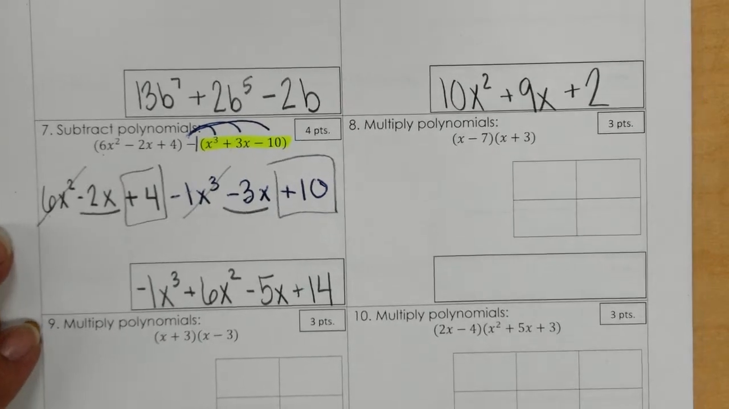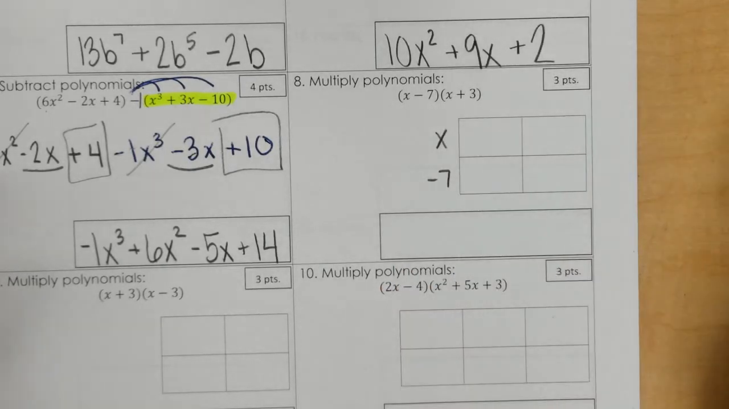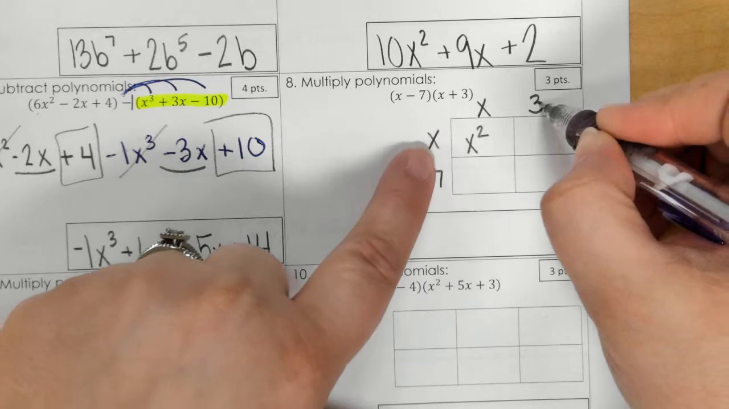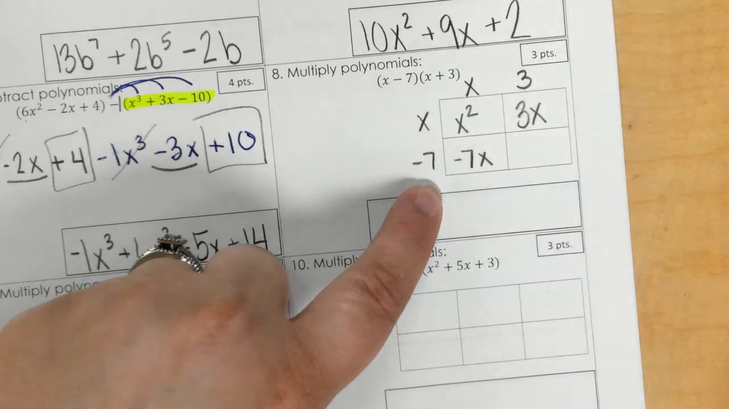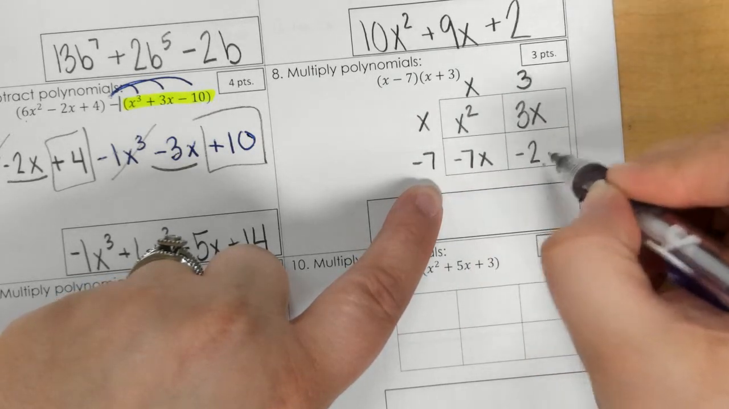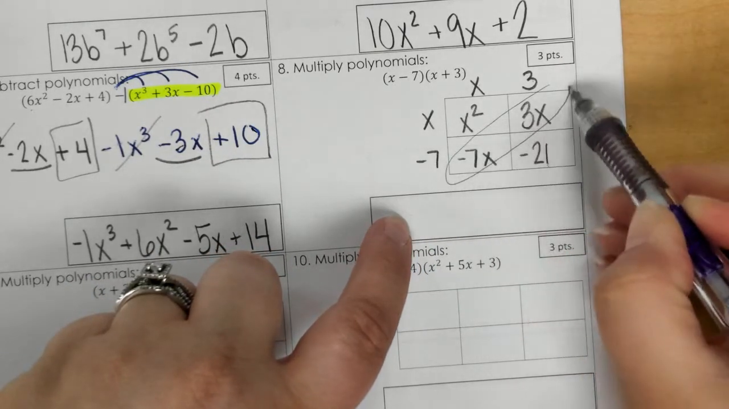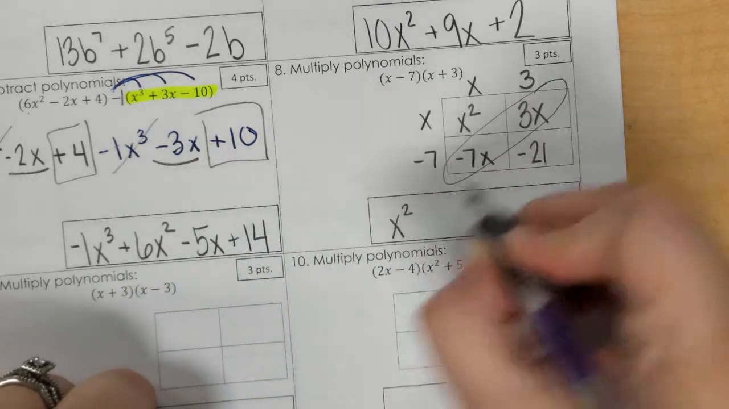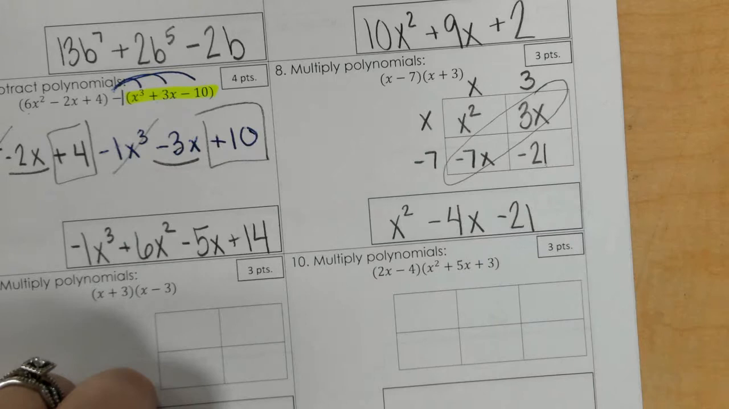In number 8, you are multiplying polynomials. So on the side here, I'm going to put x and negative 7. On the top, I'm going to put x and 3. So x times x is x squared. 3 times x is 3x. Negative 7 times x is negative 7x. And 3 times negative 7 is negative 21. Remember that on the diagonal, you are adding or subtracting. So I would say x squared, subtract those, and I get negative 4x, and then bring down negative 21.